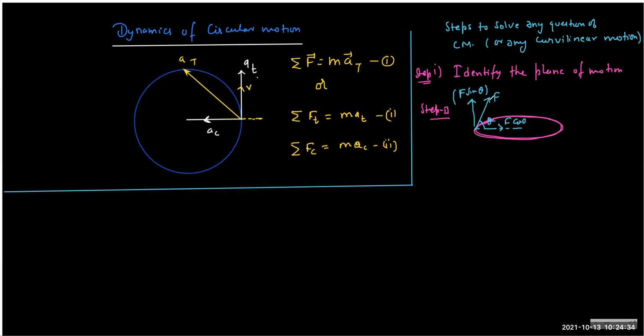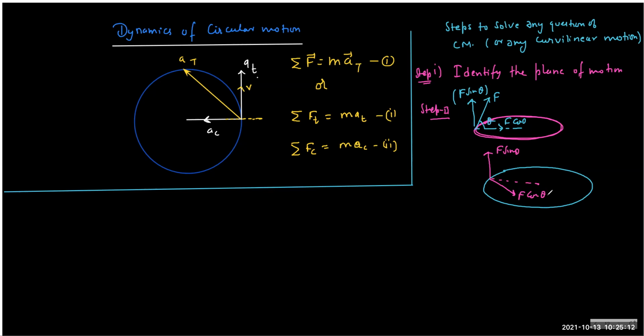So once you identify the plane of motion, check for the forces, and the next job is to resolve along the plane and then normal to the plane. Now, when you resolve the force along the plane, it is not necessary that it will act toward the center. Let's say F cos theta is like this. What if F cos theta is something like this?